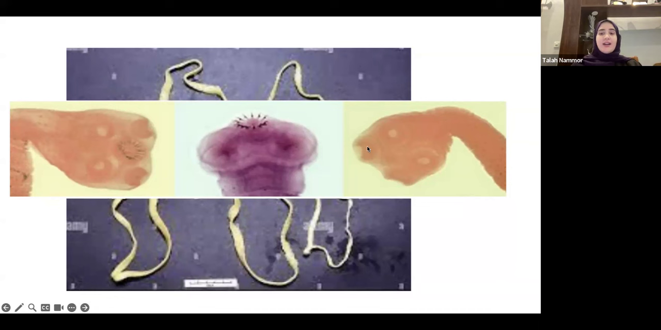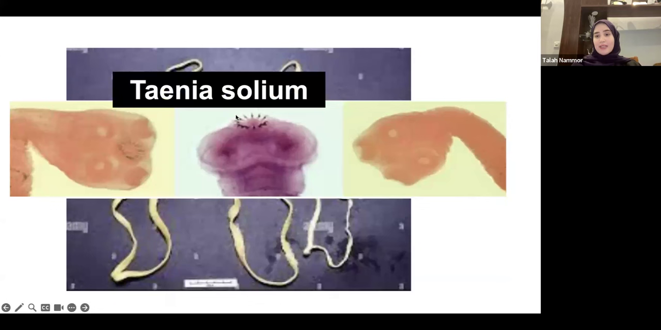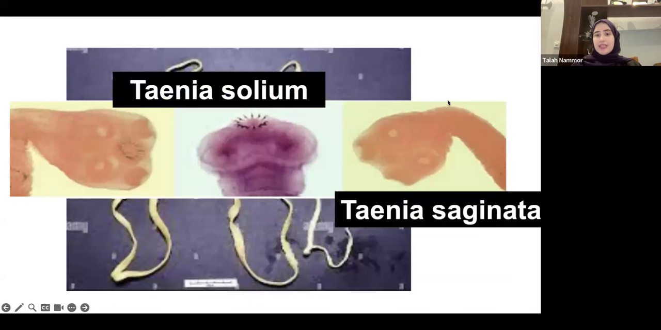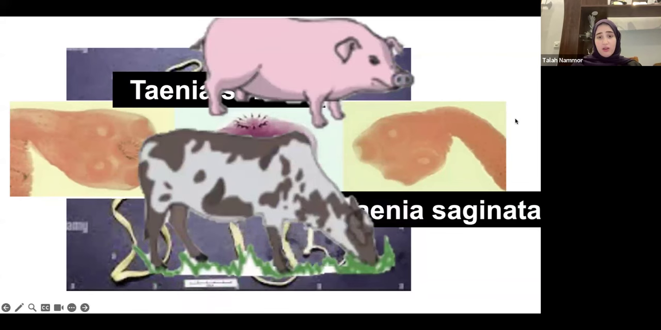We have Taenia. I gave the answer. We have Taenia saginata and Taenia solium. So Taenia solium has the scolex. Taenia saginata does not have this scolex. Okay? Now they're usually in undercooked food, specifically meat. This meat can either come from pig or cow. So Taenia solium, pig or cow? Pig. And Taenia saginata is the cow. Right.